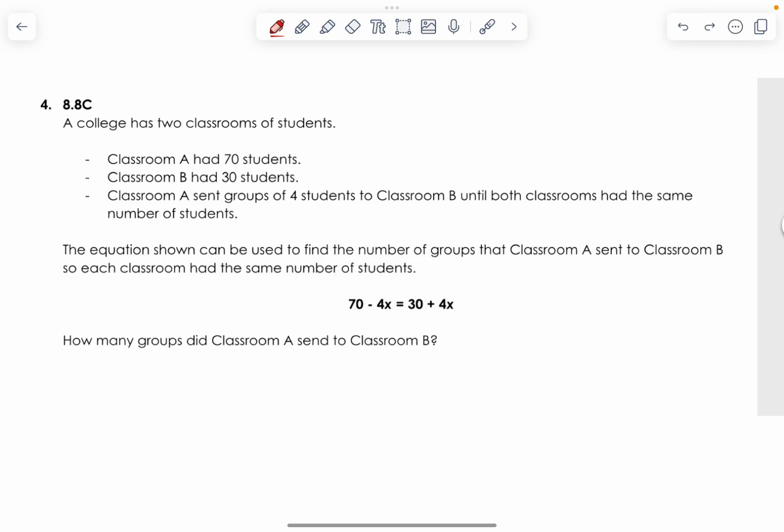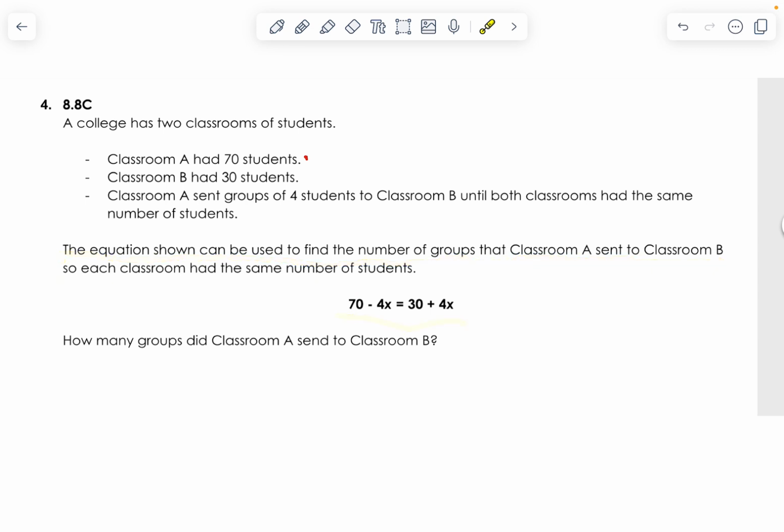Number 4. A college has two classrooms of students. Classroom A had 70 students. Classroom B had 30 students. Classroom A sent groups of 4 students to Classroom B until both classrooms had the same number of students. The equation shown can be used to find the number of groups that Classroom A sent to Classroom B, so each classroom had the same number of students.